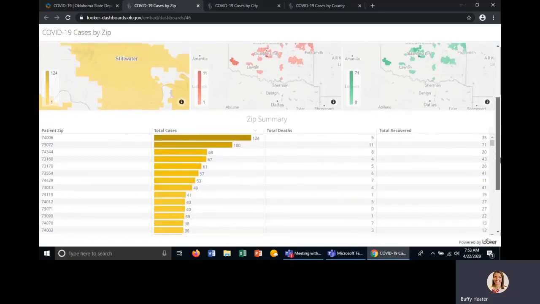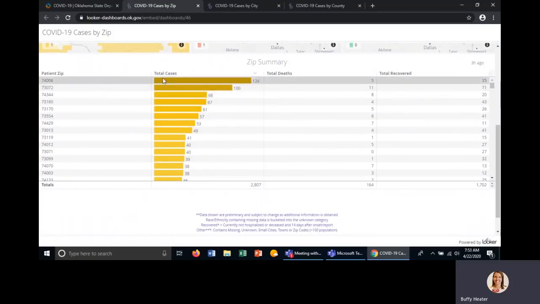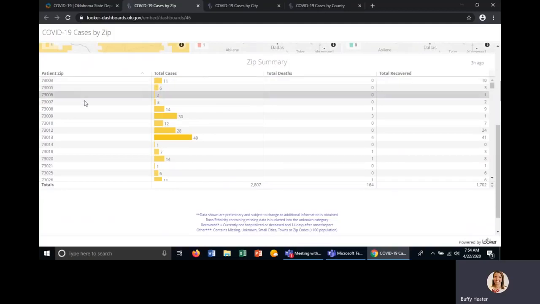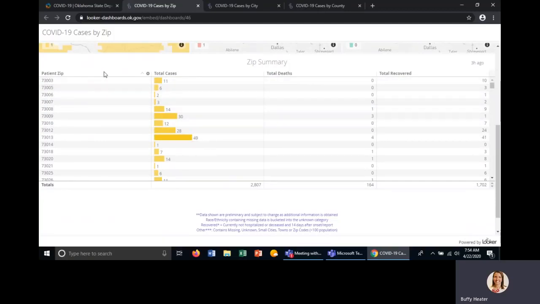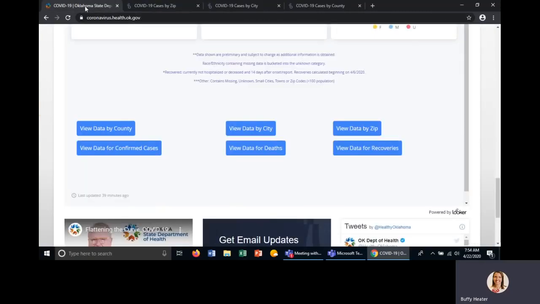In similar fashion, if you look at the data tables down below, they are listed by those areas with the largest number of cases. However, if you wanted to sort on a numeric basis, you're also able to do that by clicking on that row that says patient zip. Going back out to the main page, we have 3 additional tiles: viewing data for confirmed cases, for deaths, and for recoveries. This is just a different organization of the data.